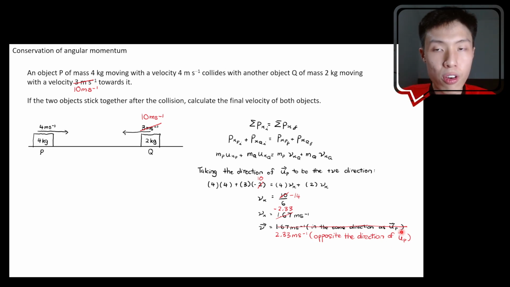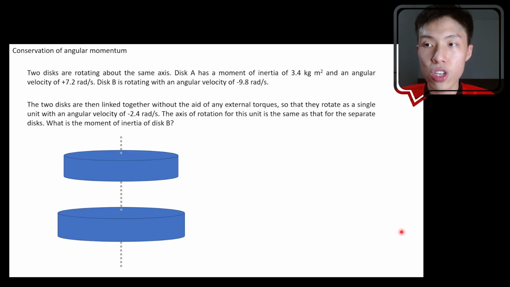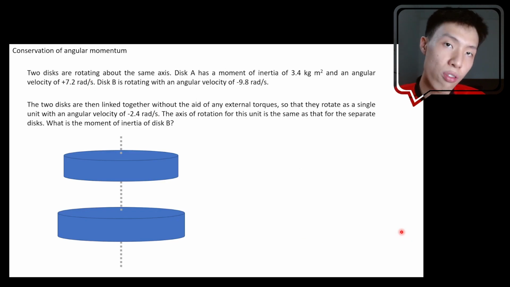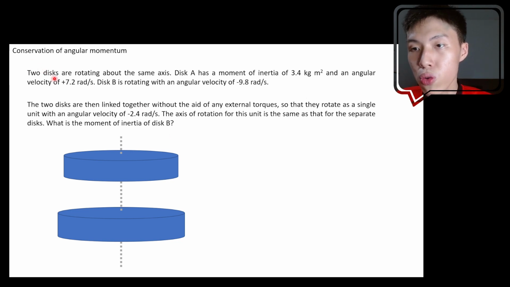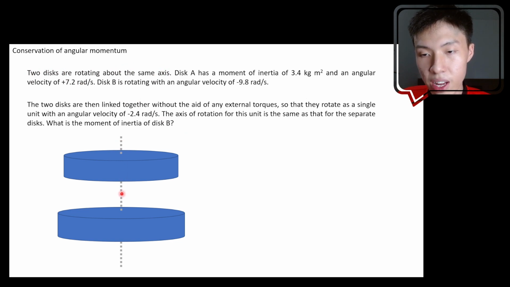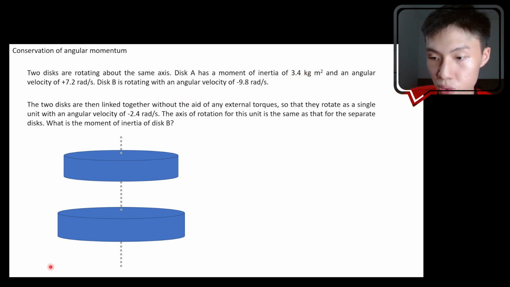Now let's move on to a situation which involves the conservation of angular momentum, and we are going to solve this question now. So we have two disks that are rotating about the same axis. This dotted gray line here represents the same axis that A and B are rotating about. A has a moment of inertia of 3.4 kg meter square. So let me write it down.